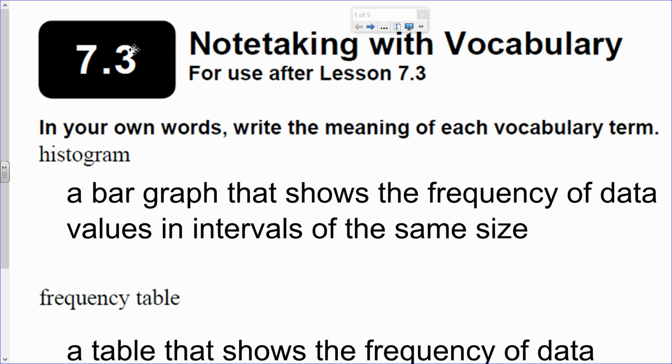So it's on the front side with the two words on top. Yeah, there you go. So the first word's histogram. Go ahead and write down the definition. A bar graph that shows the frequency of data values in intervals of the same size.